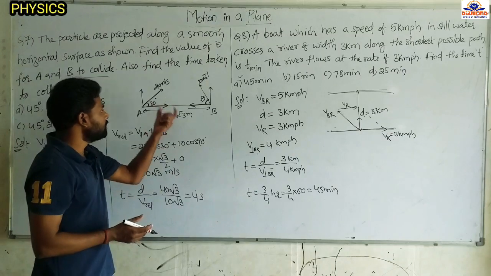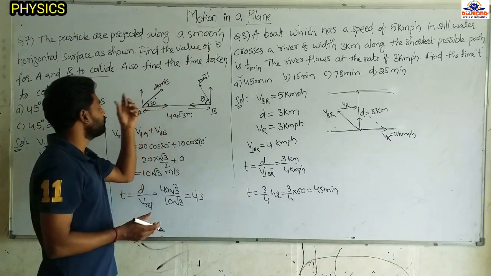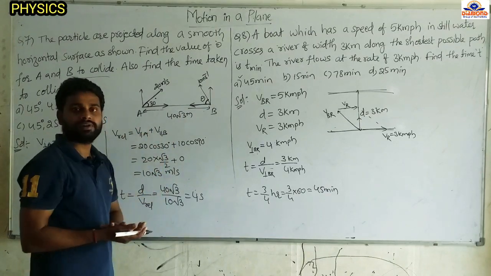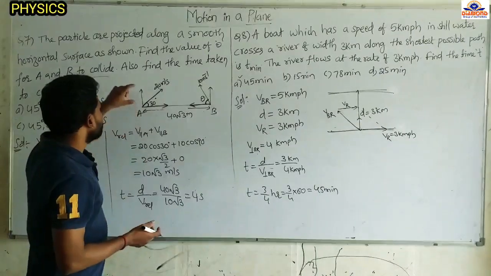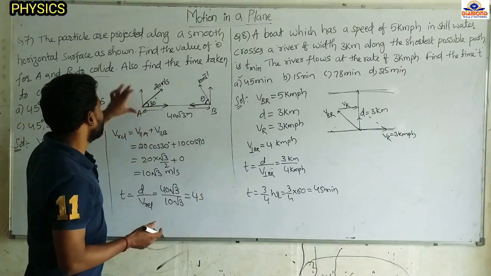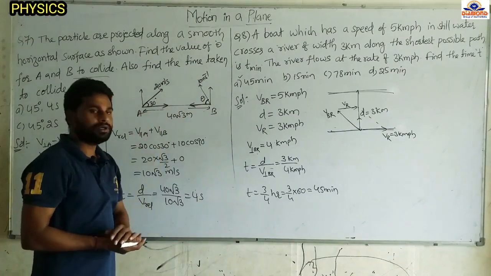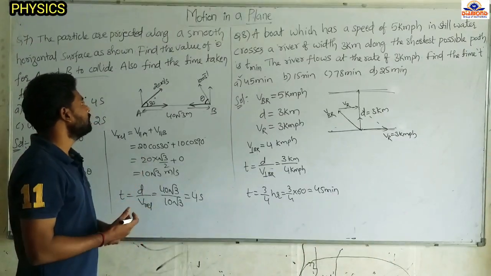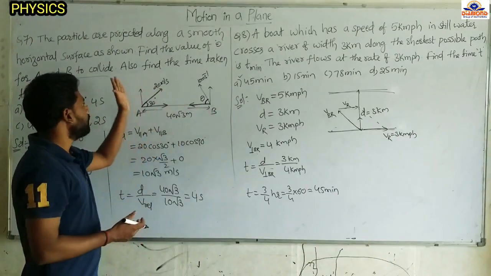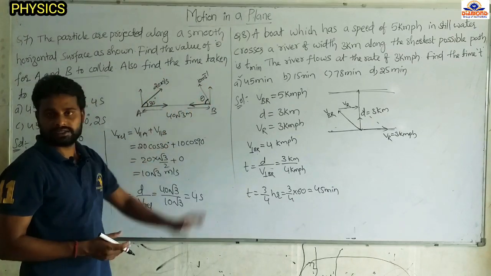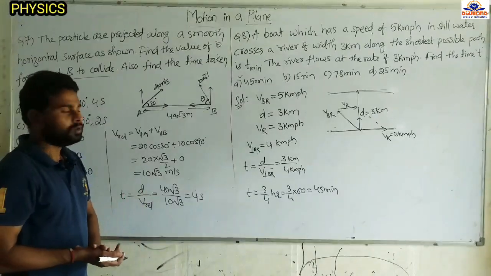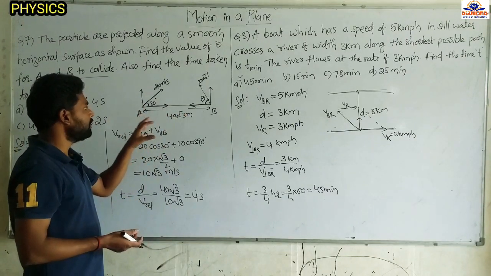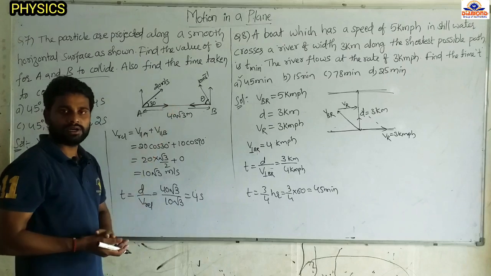That means the horizontal components of A and B particle velocities are responsible for the collision. That means due to the vertical component of A and the vertical component of B, no collision takes place. That means the relative velocity between A and B in the perpendicular or vertical direction is equal to 0. So only the horizontal components of velocities are responsible for the collision.